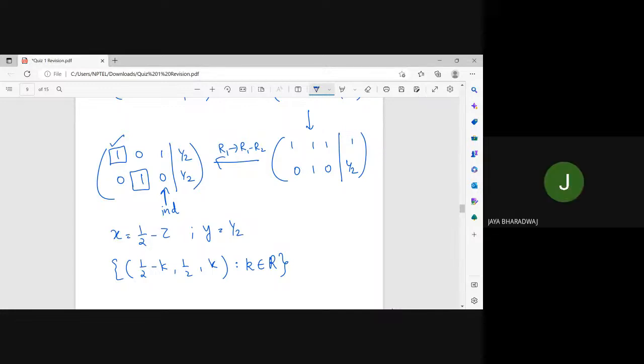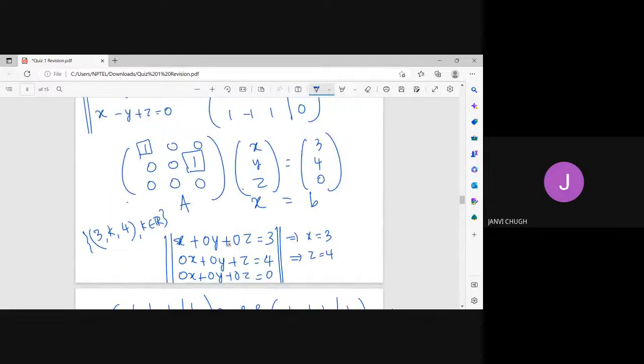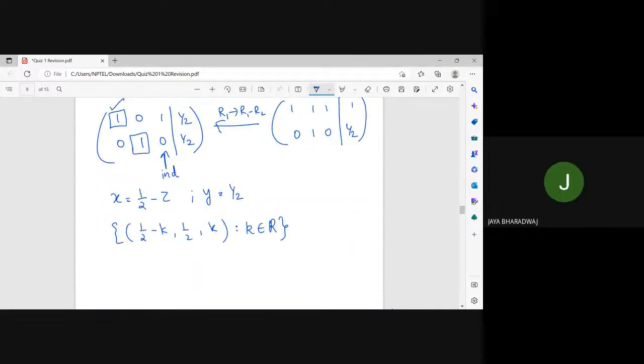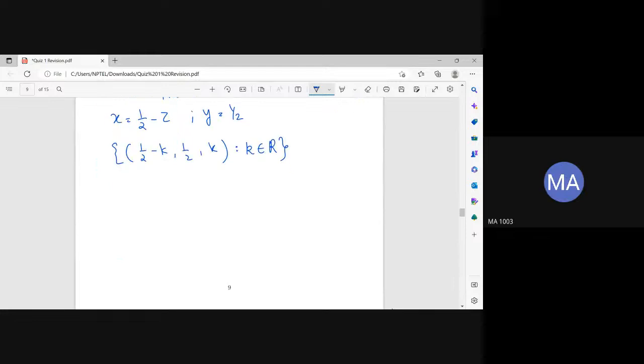Okay. Ma'am, can we continue the previous example too? Which one? This one. Okay. That's totally fine. Okay. Thank you. Ma'am, can we conclude that if we have an independent variable, then we will have infinite solutions? If we have a solution. If we have a solution, it's going to be infinite. It can also be this case, right?